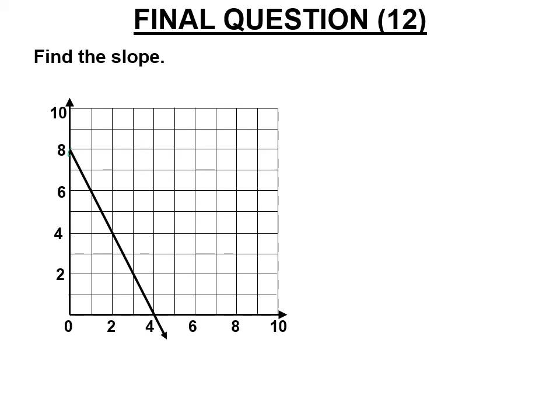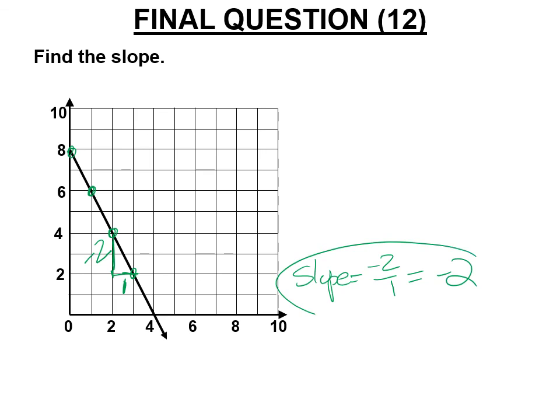All right, last but not least. There are intersections. The run is 1. The rise is down 2. So we're going down 2 and over 1. The slope is -2. This is the rise, and it's not rising, it's falling. The run, this is the run.